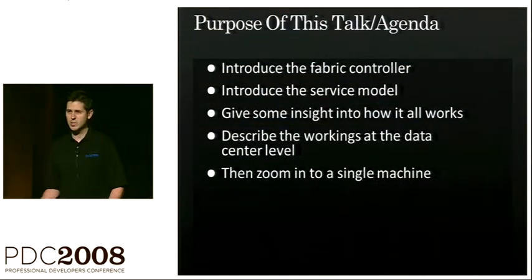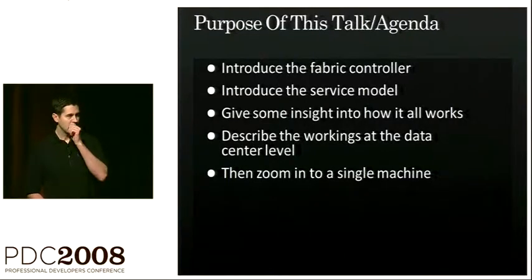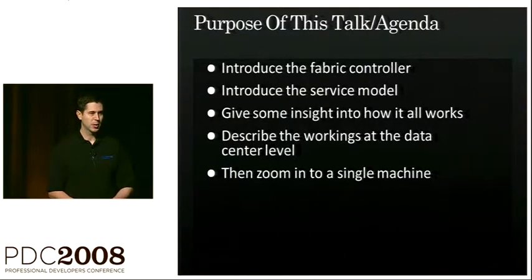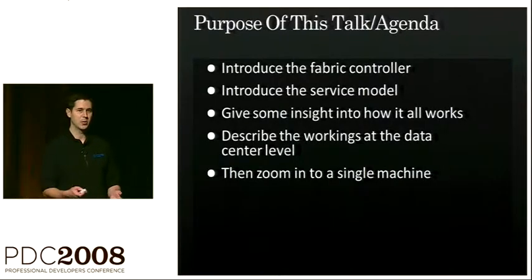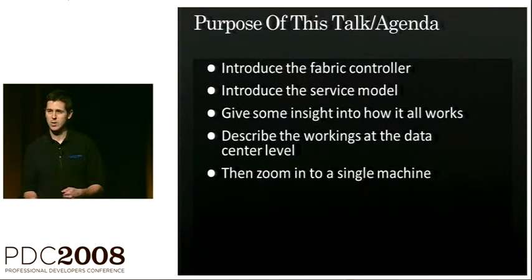So let me tell you a bit about how this talk will be structured. In the beginning, I'm going to introduce you to the Fabric controller, talk to you about what it does, what it is for, how it helps maintain your service. I'll also introduce the service model. This is how you describe to us what you want the Windows Azure platform to do on your behalf. And finally, we'll give you some insights into how all this works.